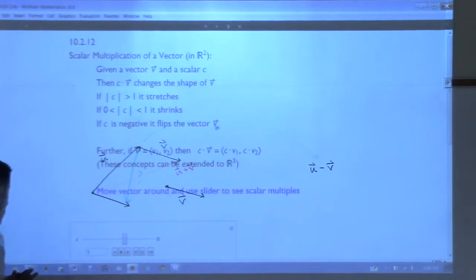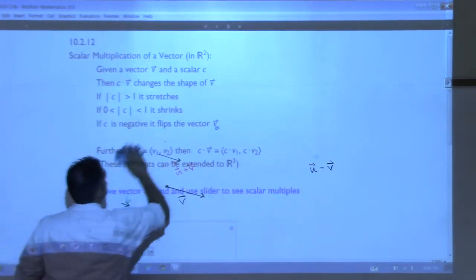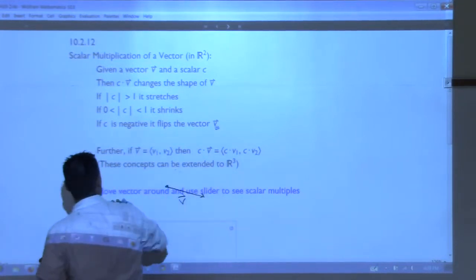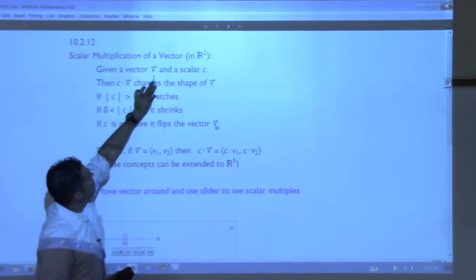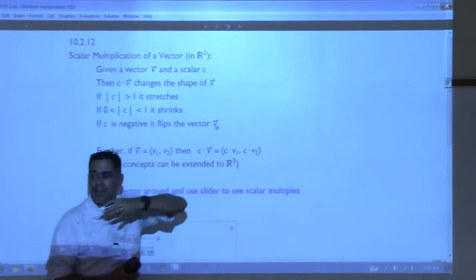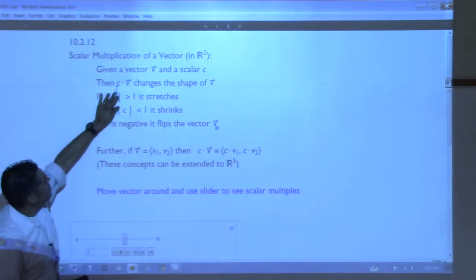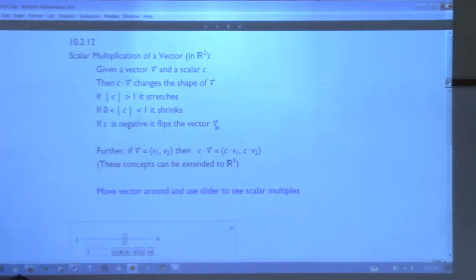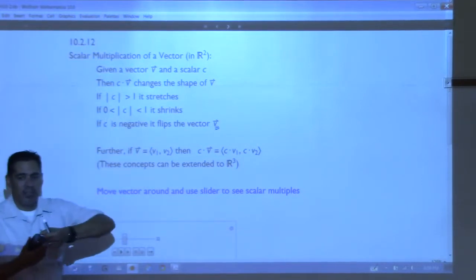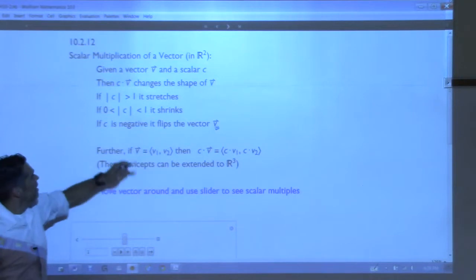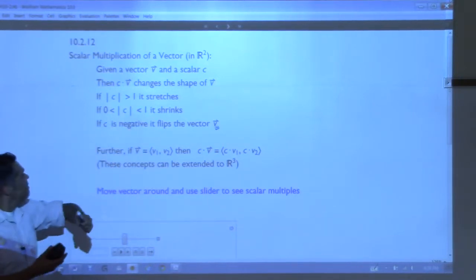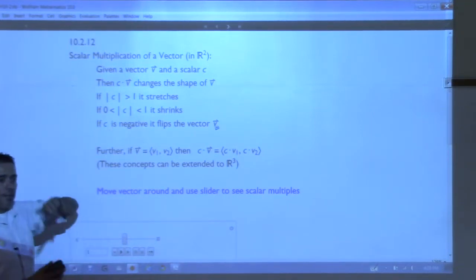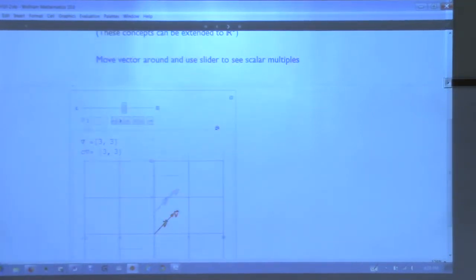So here we go. Scalar multiplication. If we have a vector v given to us, and then someone gives us a scalar, which is just like a number, then how does multiplying by a number change the shape of v? Well, the first thing is that if the absolute value of the number is bigger than 1, it's going to stretch the vector, make it longer. If the absolute value of the number c is between 0 and 1, it's going to shrink it. And if the number itself is negative, it's going to flip the vector over. So here's an example.